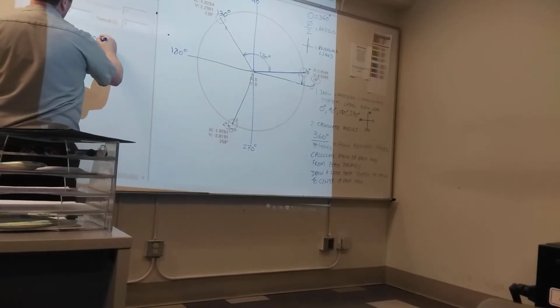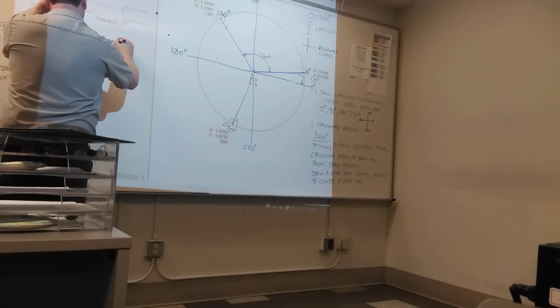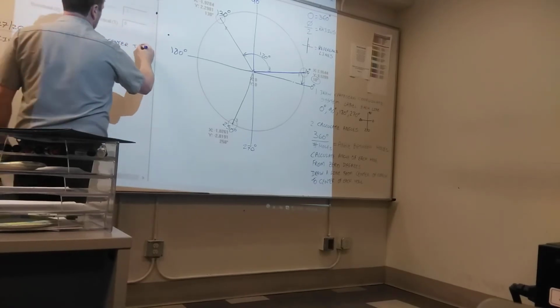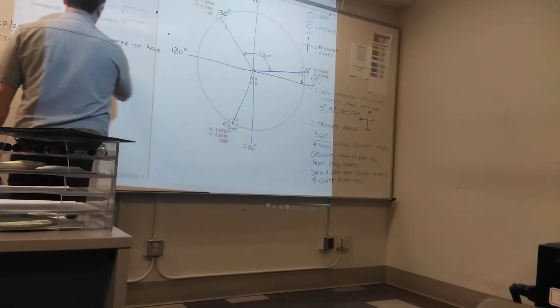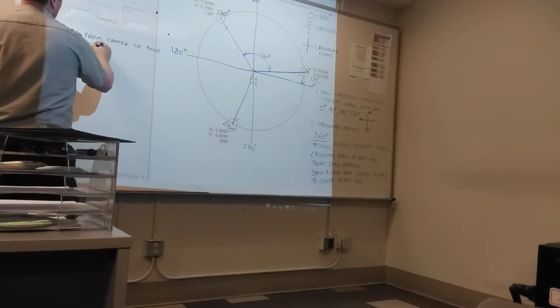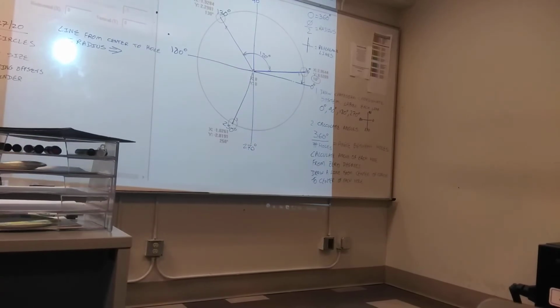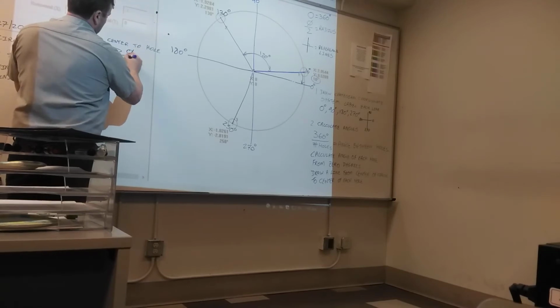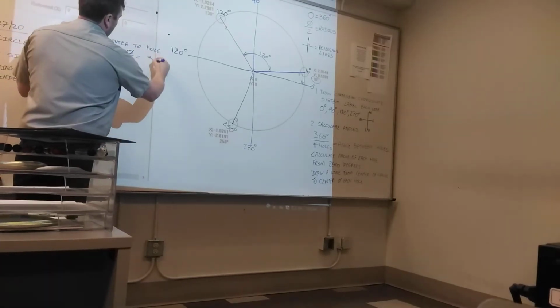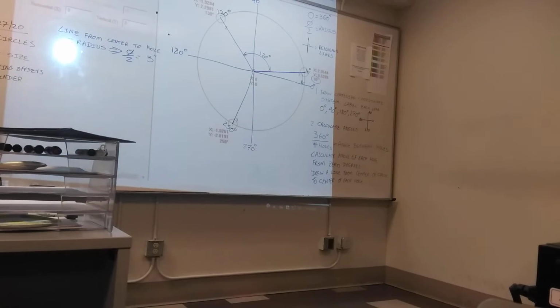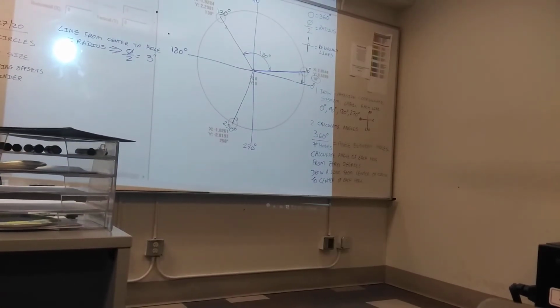So the line from the center to each hole is a radius. So we're going to take the diameter divided by 2, and in this case, that is going to give us 3 inches. The bolt circle diameter is 6, divide that by 2, that gives us 3 inches.